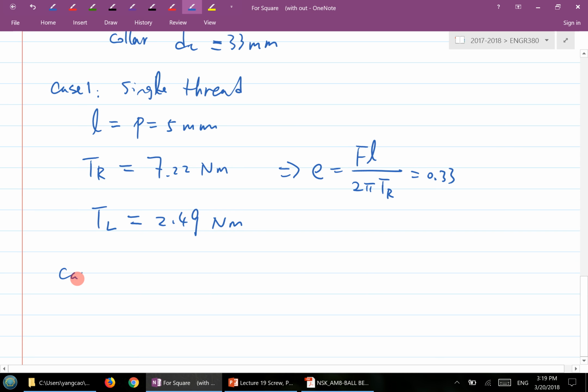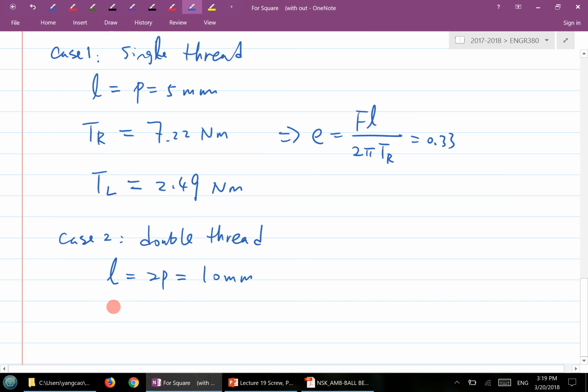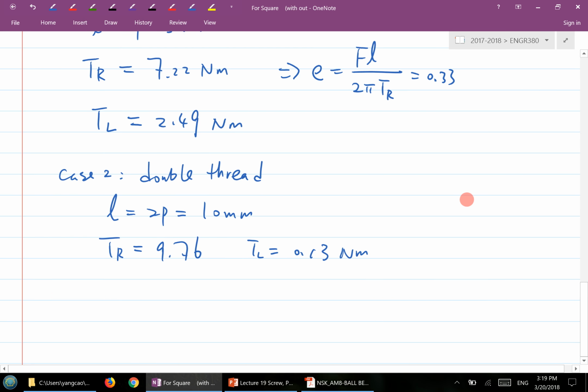Let's take a look at case number 2. If we have a double thread, double thread basically means L equal to 2P equal to 10 millimeter here. You can calculate TR and TL similarly. As a matter of fact, if you neglect the collar term, your TL will actually become a negative number. And that's exactly the case I was saying: for this particular case, the lead is bigger, so it becomes non-self-locking if there's no collar.